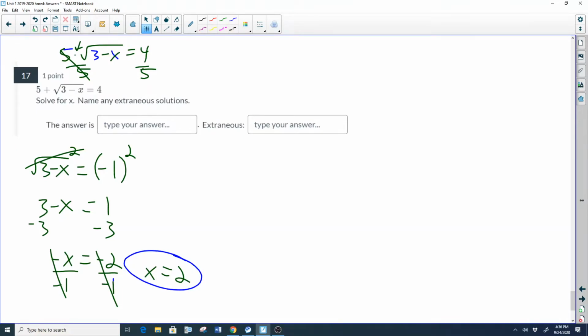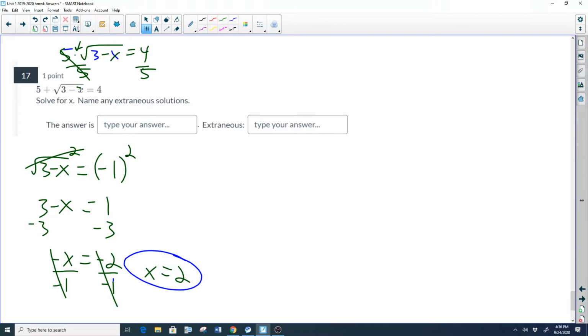Let's double check this one. Did I go too fast? Minus 5, that's negative 1. Good. You square both sides. We got a positive 1. Good. Then we minus 3. What's negative 3 with a 1? It's a negative 2. Divide by negative 1. So you do get a positive 2.